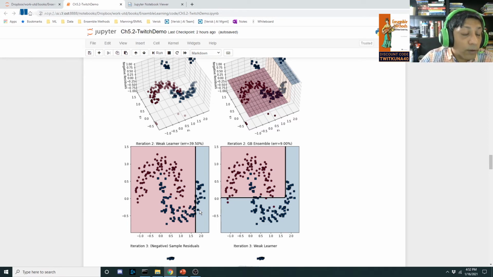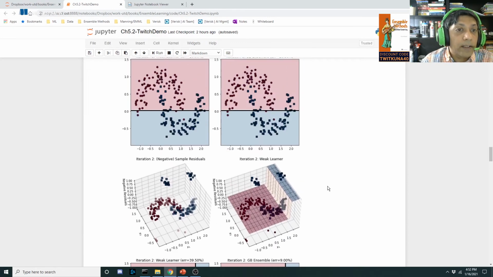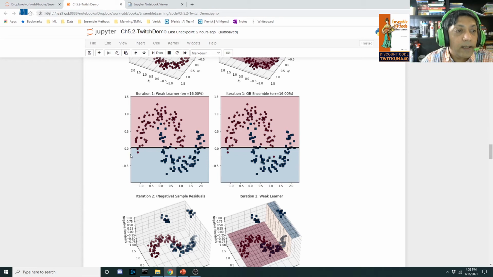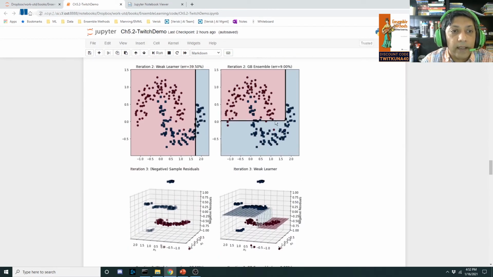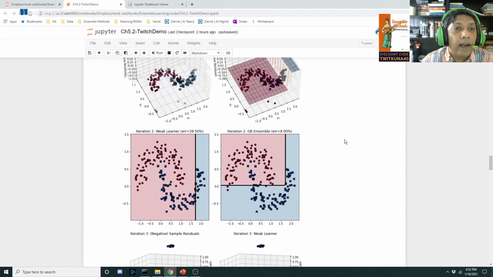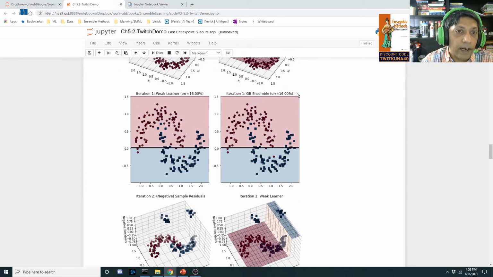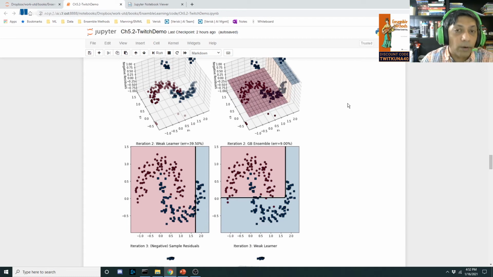But now remember that our ensemble already has a weak learner that we have from our first iteration. So we put this one in there as well. And now the two together, as you can see, we have this plus this, and now you get this nice little L shape over here. And now the overall classification error, training error, over here has dropped from 16%. Now that you've increased your ensemble by one more, it's dropped to 9%, right?